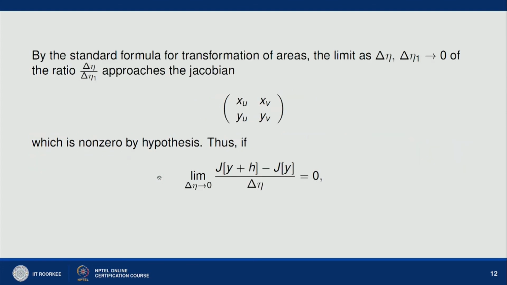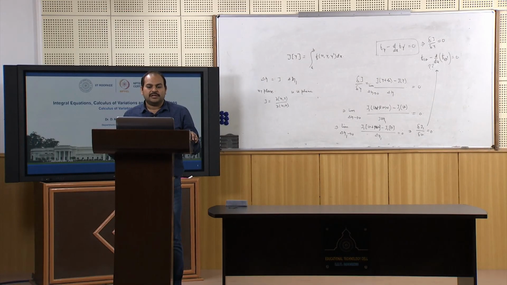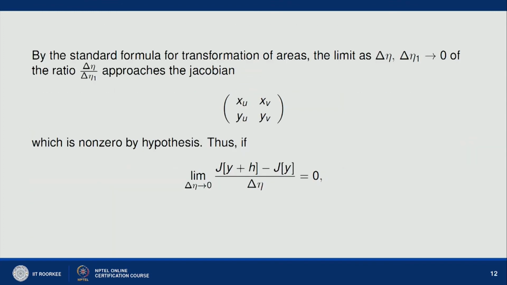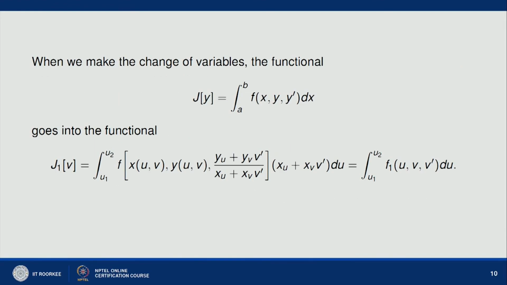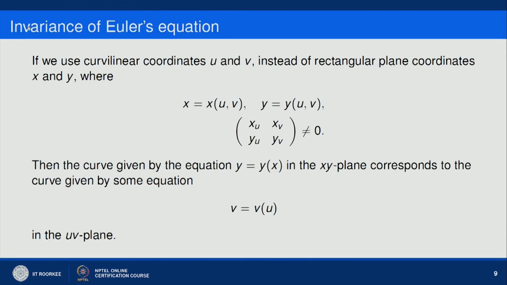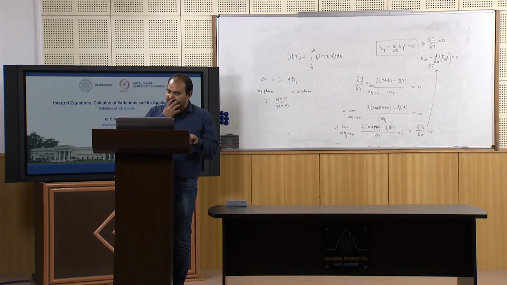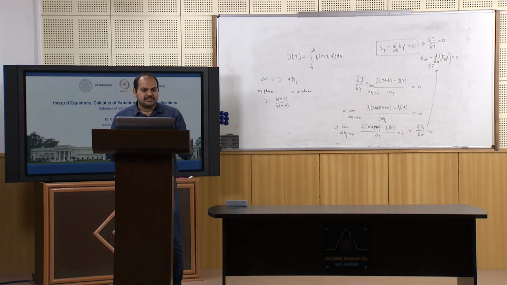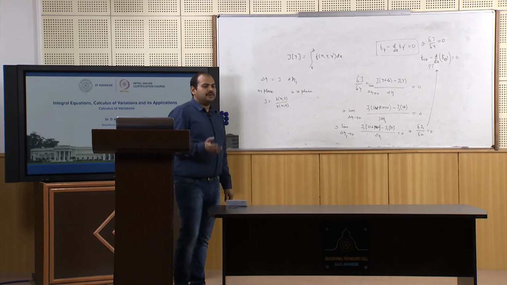So it means that whether we have the xy coordinate system or the uv coordinate system, the Euler equation in this system and the Euler equation in that system are independent of the coordinate system. So this simply says that Euler's equations are invariant under the change of coordinate system. So here we have discussed the invariance of Euler's equation with respect to coordinate system, and in the next lecture we will discuss an example based on this property of invariance of Euler's equation.